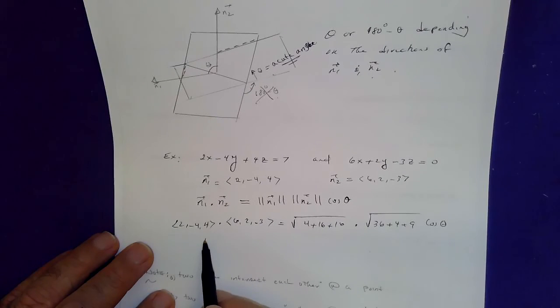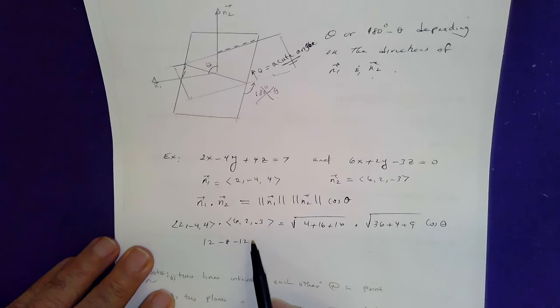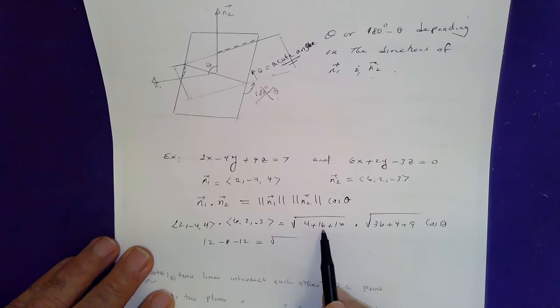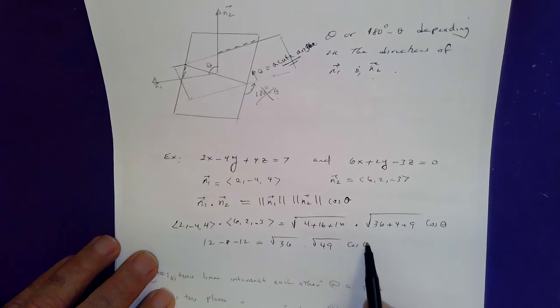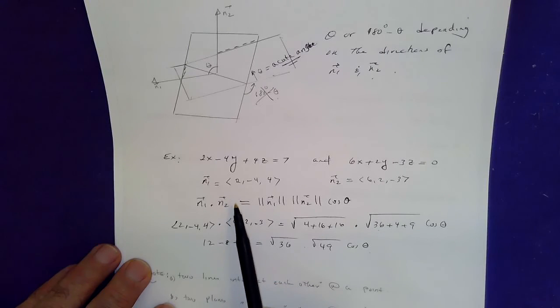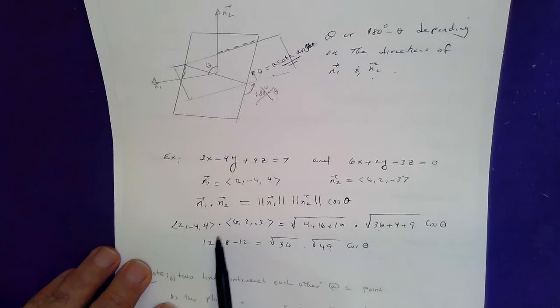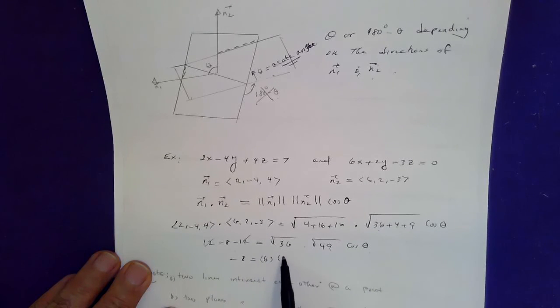So let's say this is 12 minus 8 minus 12, is that right? Equals the square root of 36, and what's that, 49, times cosine of theta. Is that right? Did I do this right? So that would be 2, -4, 4 with 6, 2, -3. That's 12, -8, and -12. Correct. So these guys cancel, which gives you a -8. This is 6 times 7 cosine of theta.